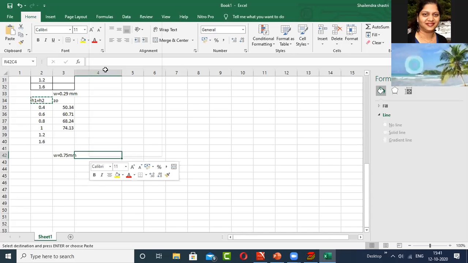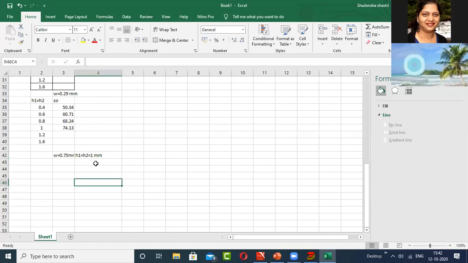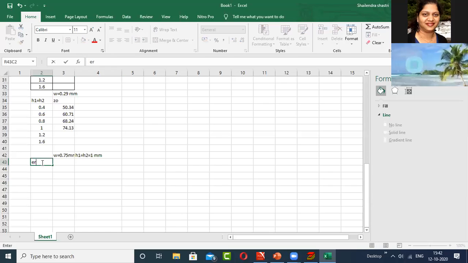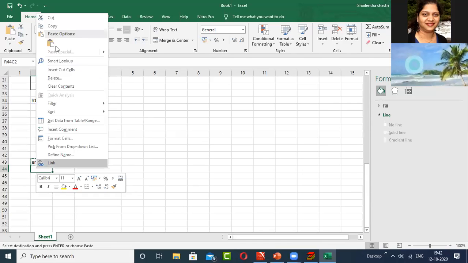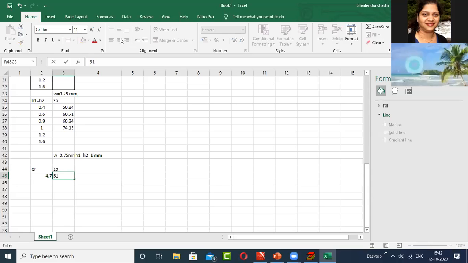Both are equal to 1 mm. If this is the case, suppose R, then the characteristic impedance is what? 50 ohm, right? Just now we have seen it. So characteristic impedance is 50, 51 actually, right?